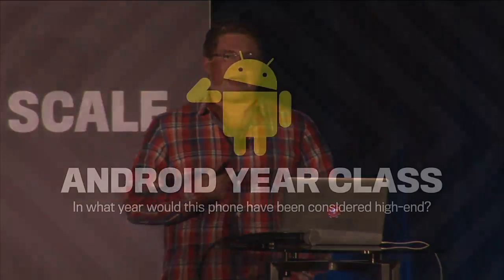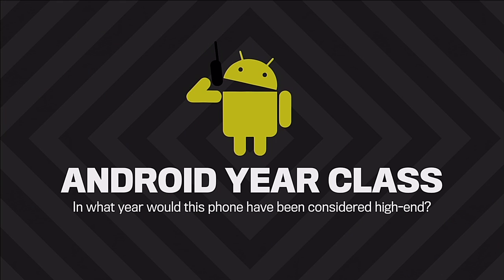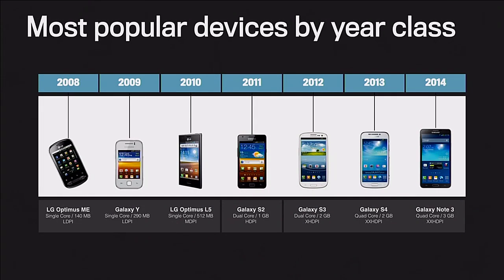So we came up with this abstraction called year classes and just ask in what year would a phone have been considered high-end based simply on its CPU, its number of cores, and the amount of memory in it. Because that should be a reasonable gauge for performance and the type of performance that our app really needs. So the most popular devices, when you break it down by year class, give you a pretty cool picture.